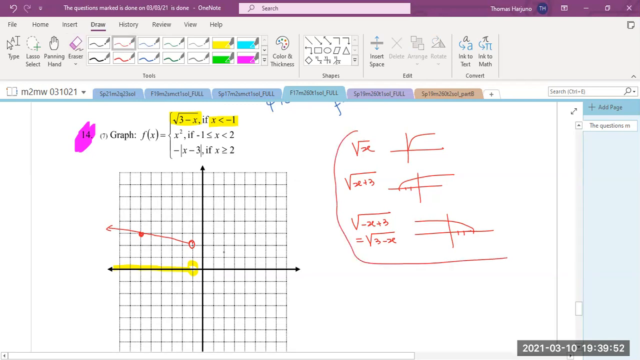Okay, now let's see the second piece. The second piece is from negative one, including negative one, up to two, but not including two. And the graph there is x squared. Oh, x squared is easy to graph. The graph of x squared has vertex 0, 0, right? Left, right one unit, I go up one. Left, right two units, I go up four. But this one here, I need to use an open circle. So that's what the graph looked like.